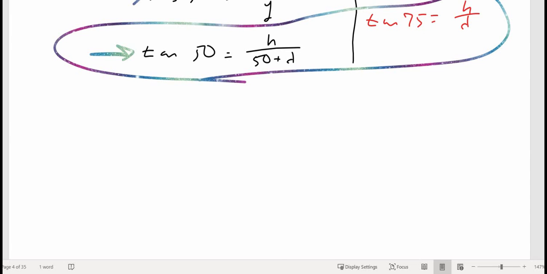Now, if it makes you feel better, there's a good little trick that you can use as far as visual stuff with the calculator. Because you could say, you know what, just to avoid things, I'm going to call tangent of 50 A.